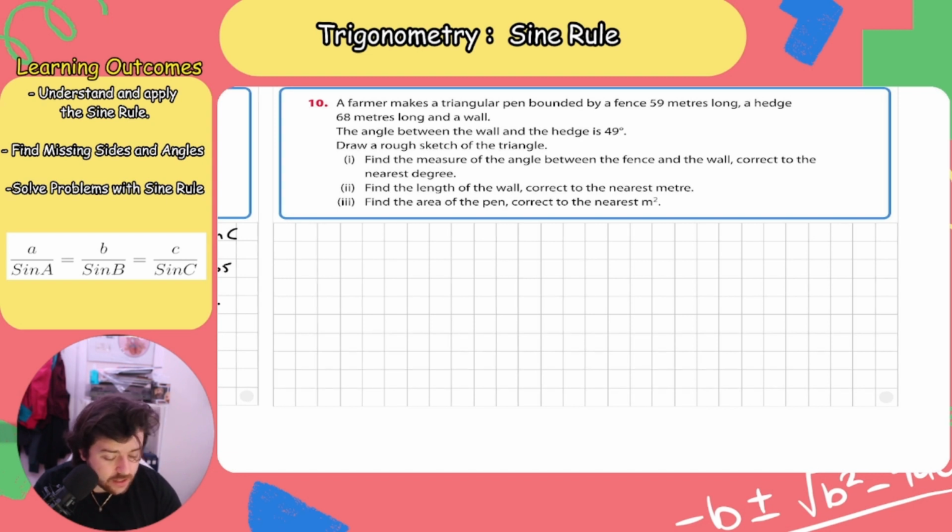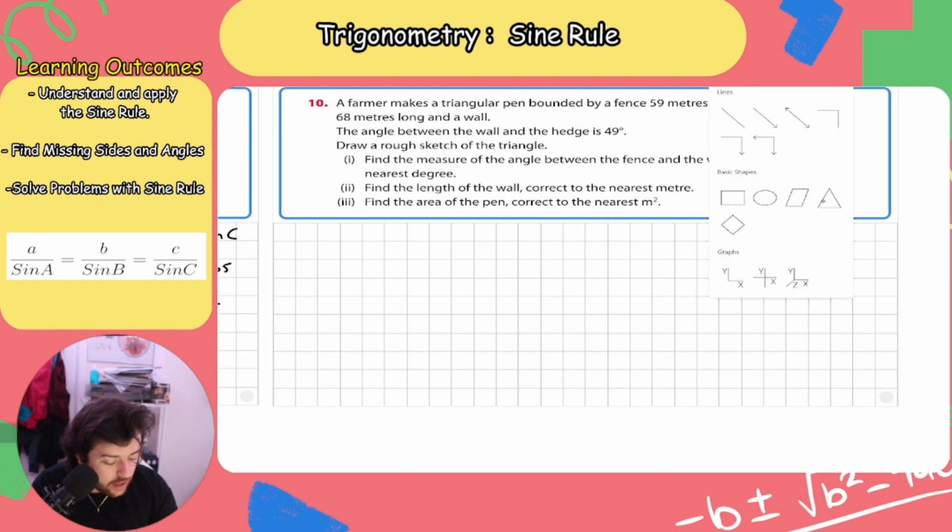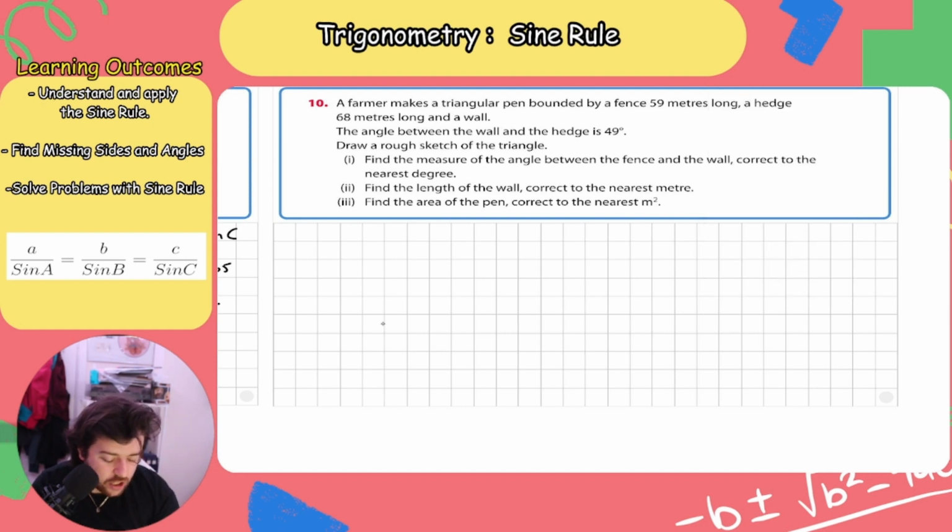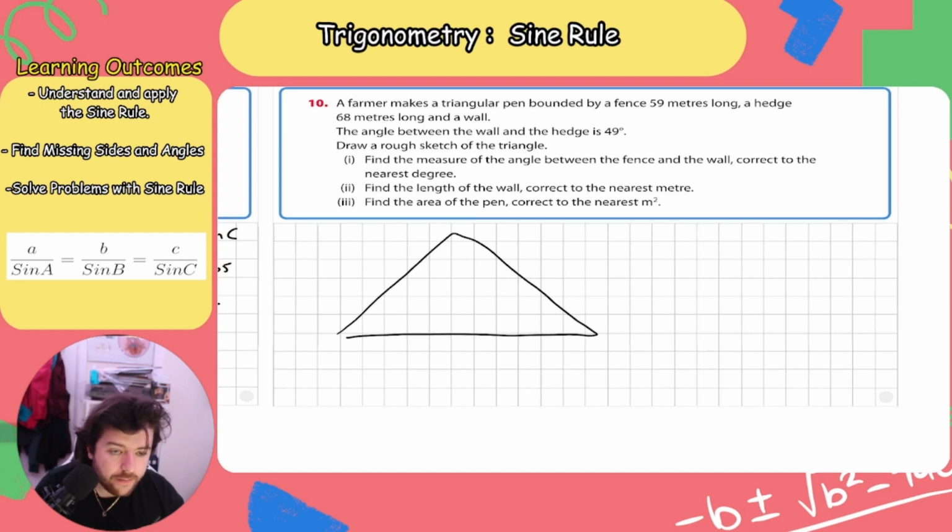Okay, so we have to be a bit artistic now, ladies and gentlemen. So I'm going to draw a triangle here. No, I'm not. I'm going to use this. Actually, I won't use that. So I'm actually going to draw a triangle here.